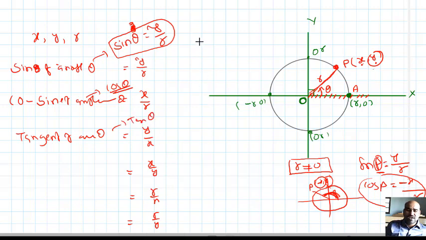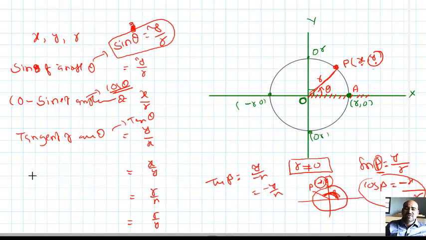Tan theta means y by x. In this diagram, what does tan beta mean? I can say tan beta equals y by minus x, or minus y by x.